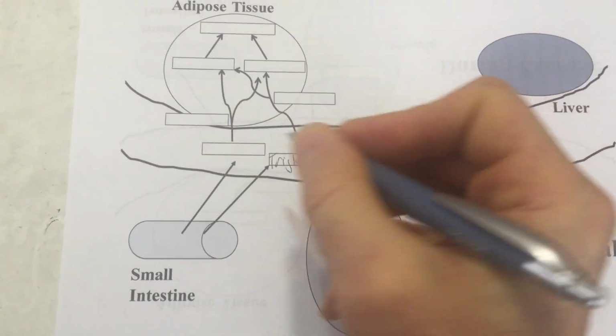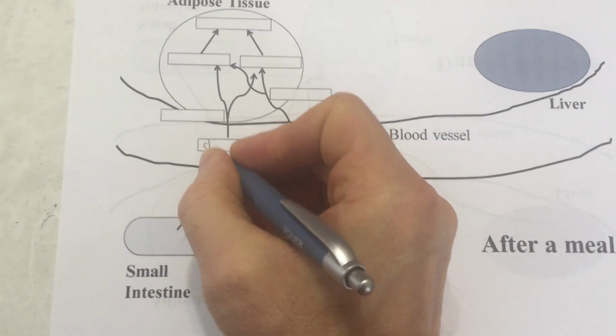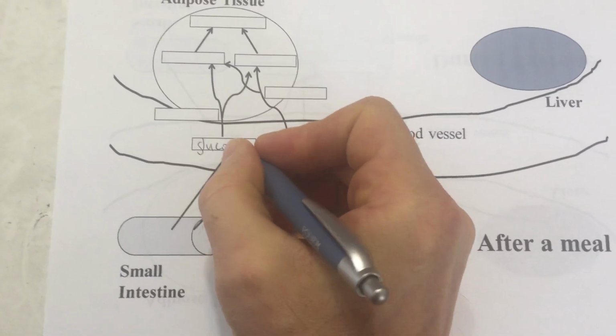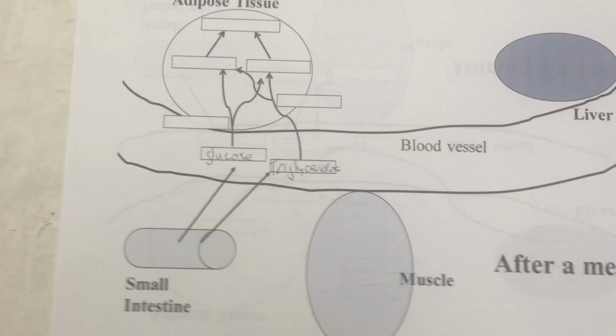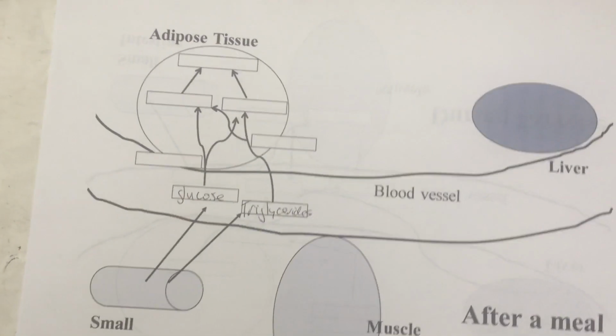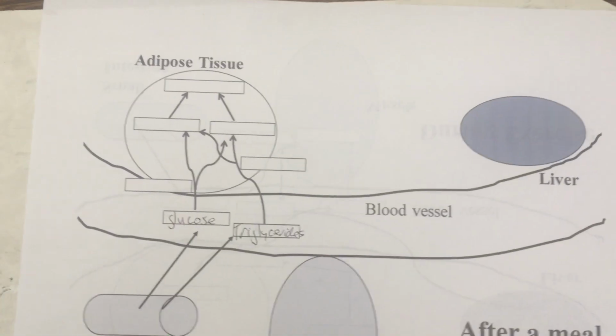So that can go in this box. And the other one is also glucose. So glucose can be taken up by adipose tissue. It can be stored as fat.